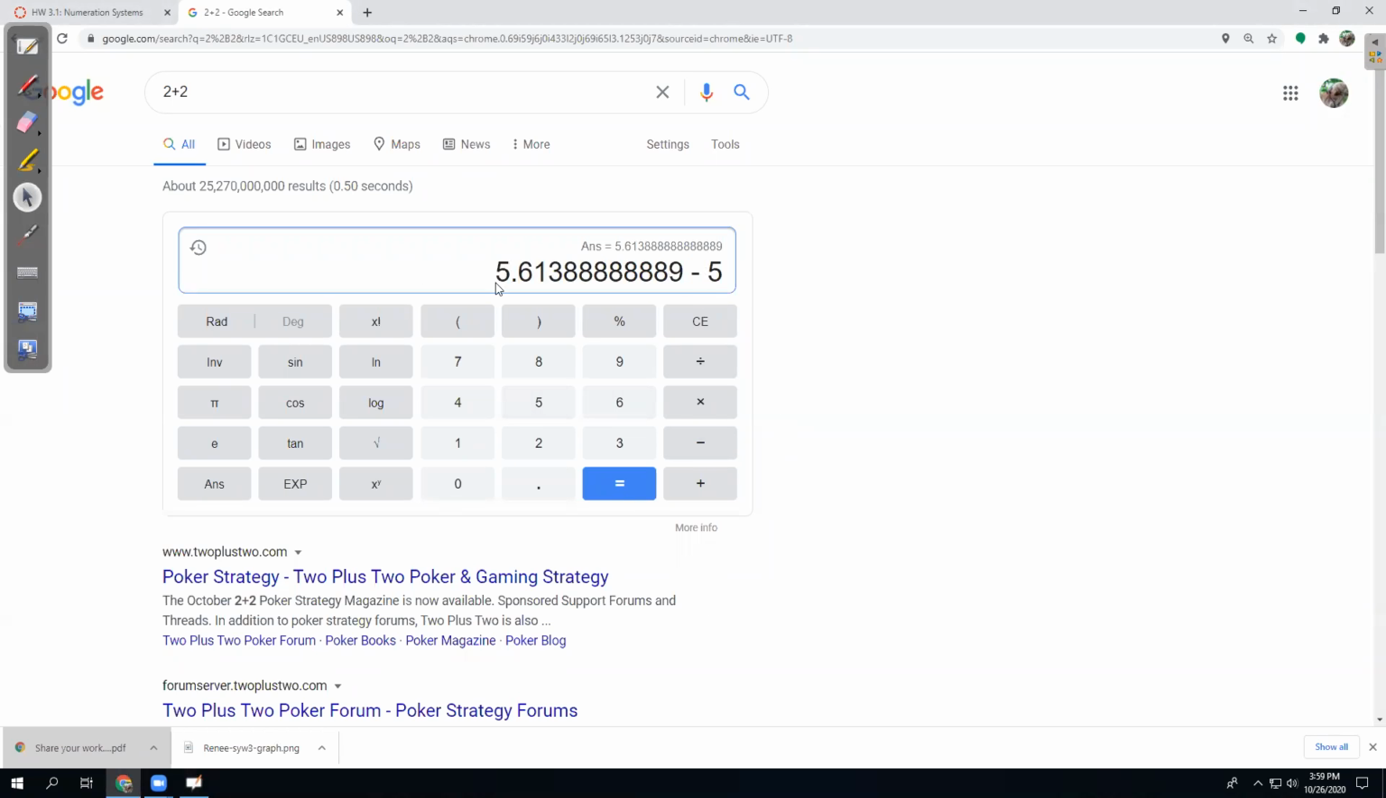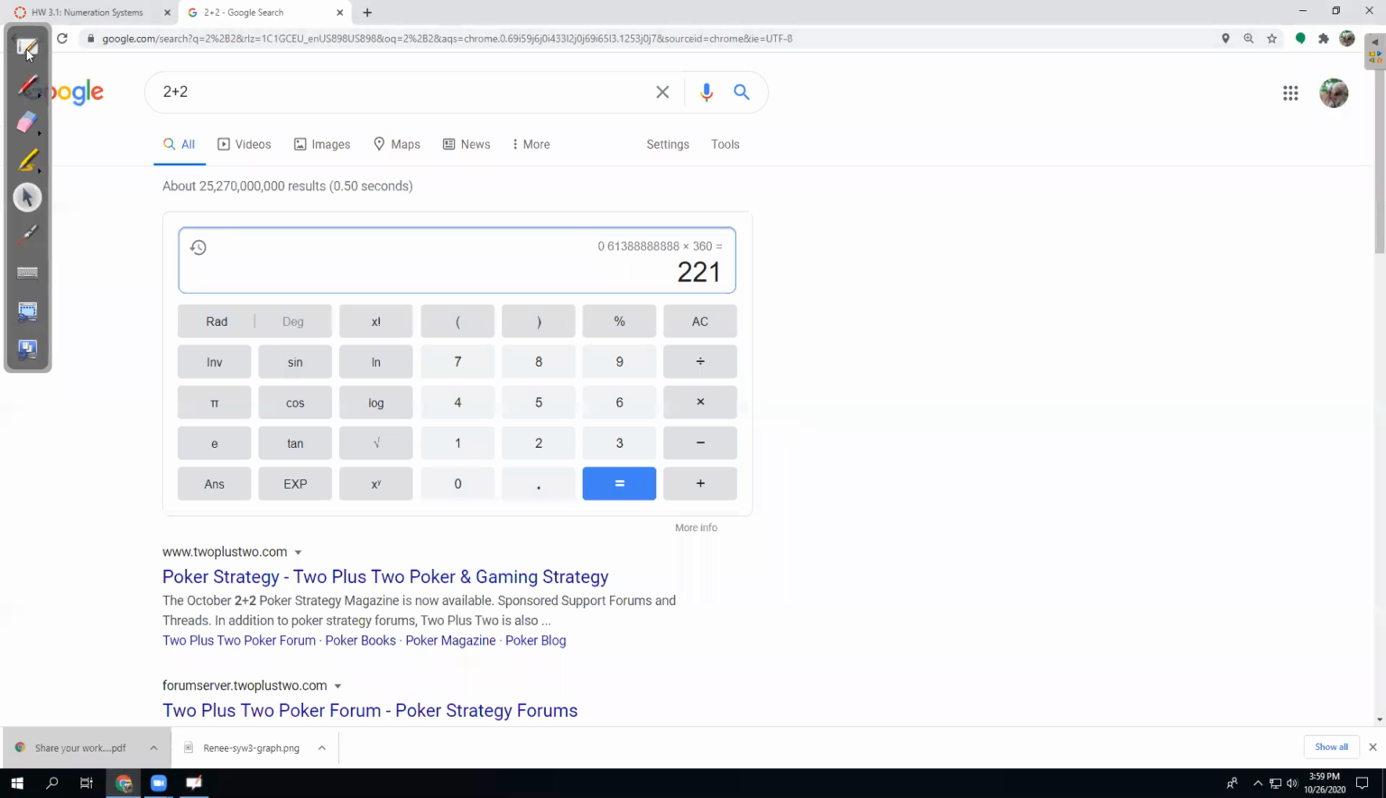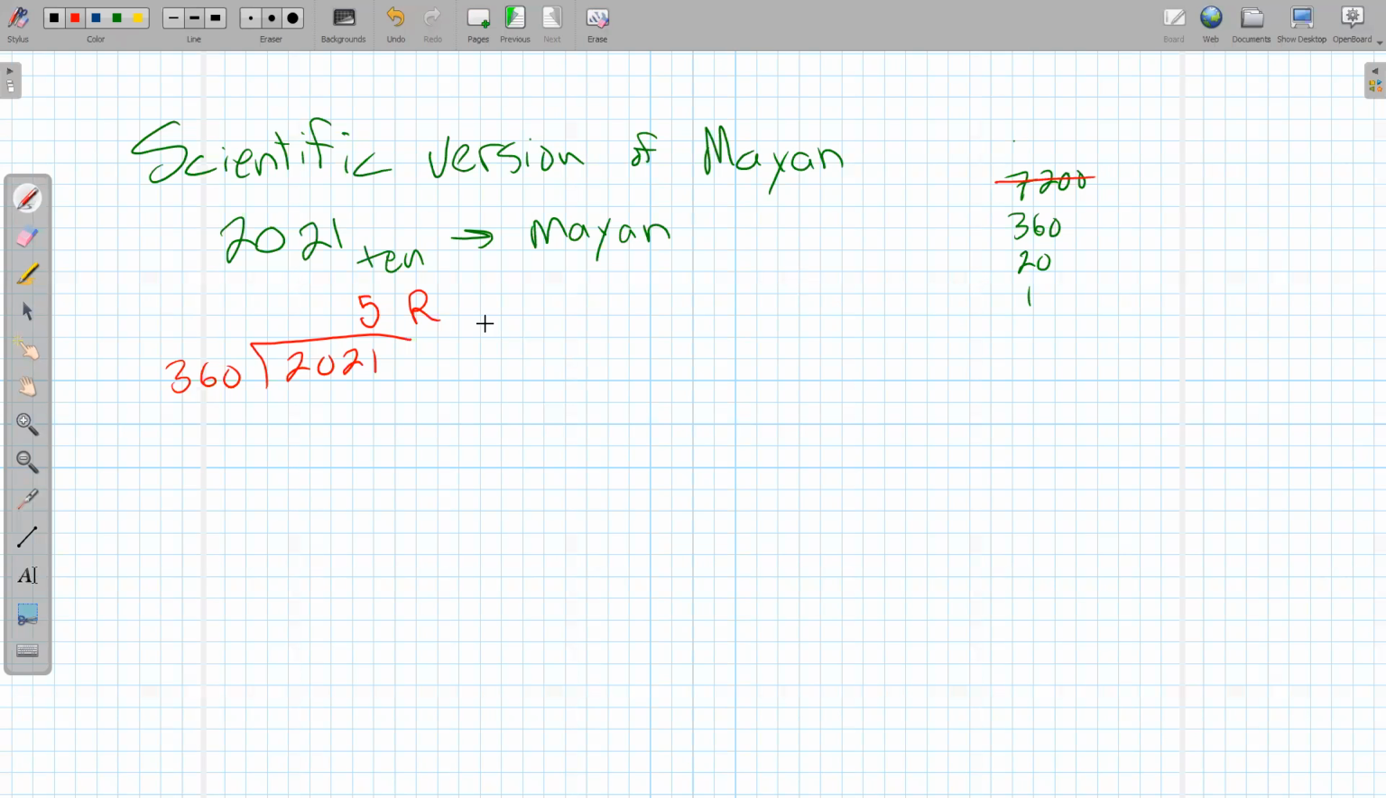So remember, to find the remainder, we subtract off the whole number and then multiply back in what we divided. I get a remainder of 221. So that remainder is smaller than 360, so I probably did it right. Then I move on to my next place. How many 20s do I need?